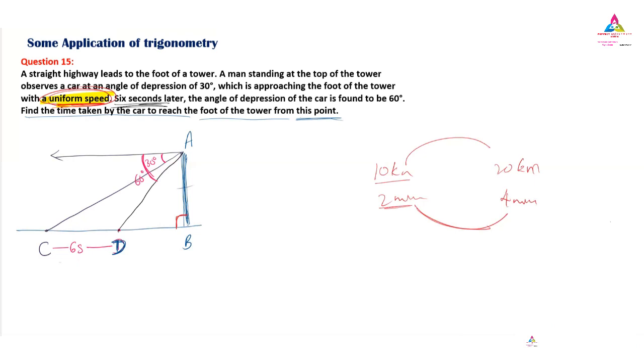So instead of distance, what can I take? Time only. So the 6 seconds they have given, this is what I will take, because in the final answer they have not asked for the length of DB. They have asked how much time is required. Here we have time, and here also we have to write time only. So don't consider anything else. CD, you consider as 6 seconds only.